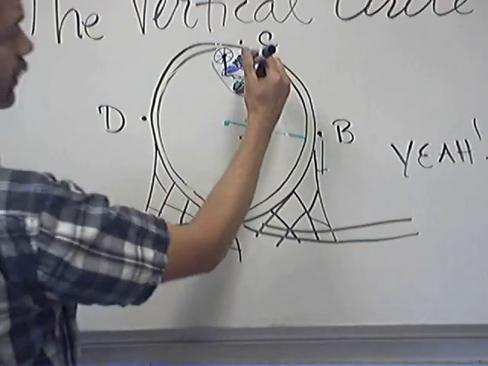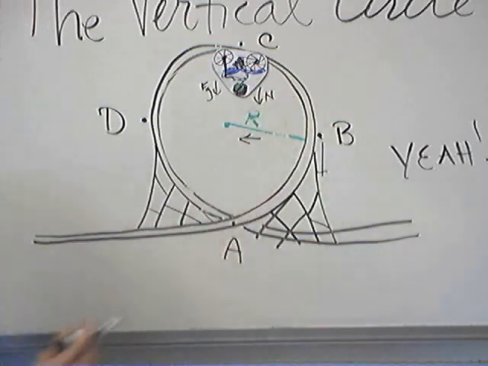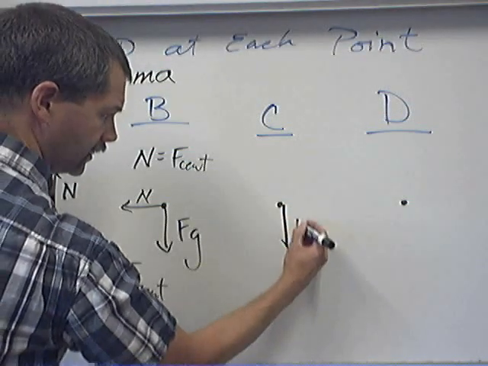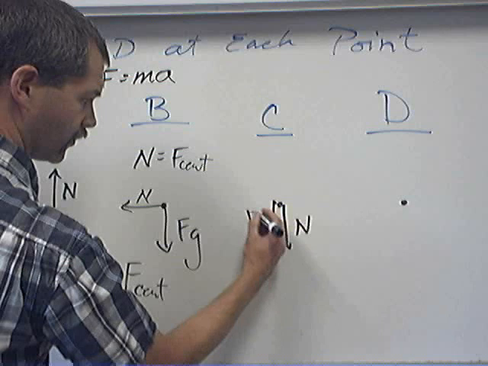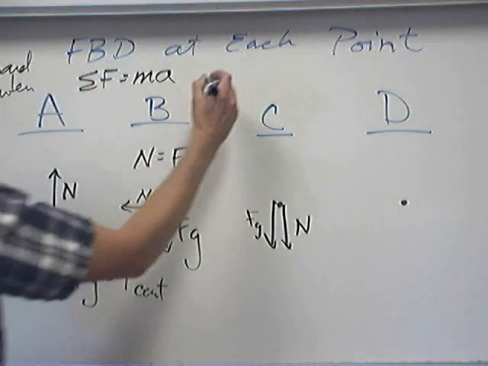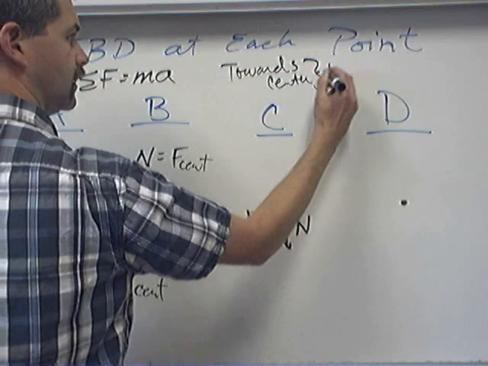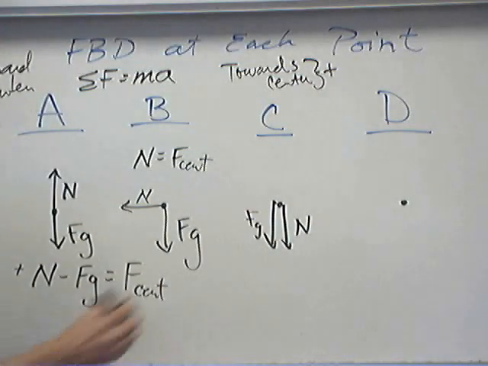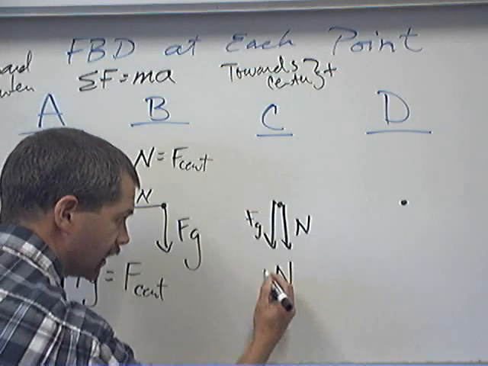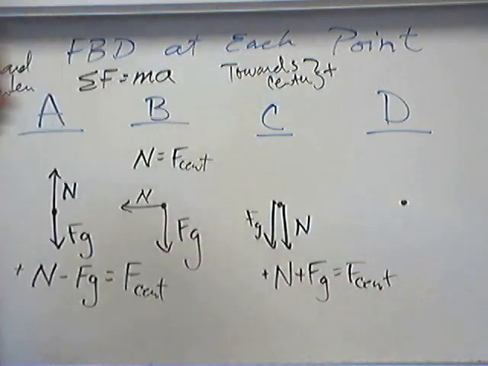Let's take a look at part C. Here at part C, gravity is pulling me down, and the track is pushing me down. So over here I have the normal force, and I have the force of gravity. And remember, towards the center is positive. Towards center, that's positive. So the sum of my forces here, the normal force is in the positive direction, and now the force of gravity is in a positive direction. That's got to equal my centripetal force.